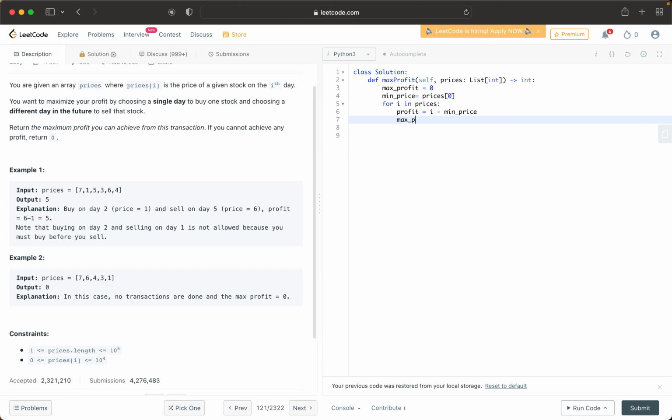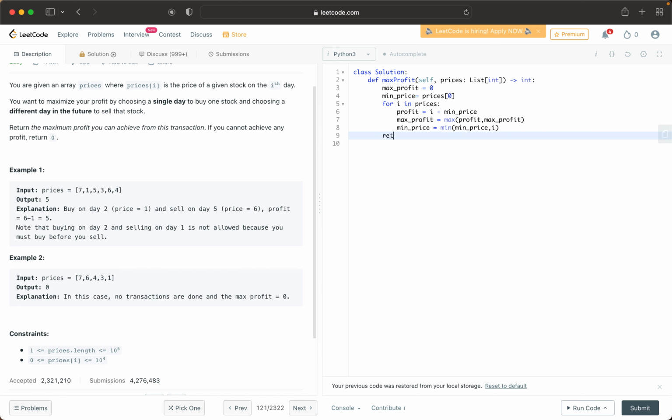So the max of both. And our minimum price will be the minimum of whatever minimum price we originally had and the current stock price, because we have to update our minimum price, right? We have to compare it and check it every time. First it's at 7, then 1, 5, and then we have to change our minimum price, correct? So once the loop gets over, we shall return our max profit.